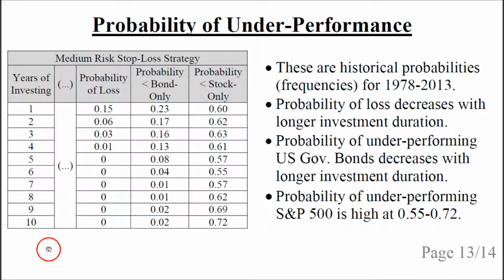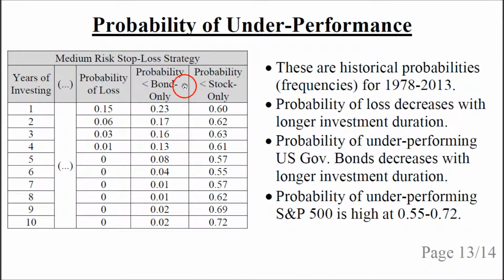So let's look at the probability of underperformance for the medium risk stop loss strategy. So we have the number of years of investing over here, and we have the probability of loss, that is the probability that the annualized return is less than 0. And for 1 year of investing, the probability of loss was 0.15 or 15%. And this gradually decreased, and for 5 years or more, the probability of loss was 0.